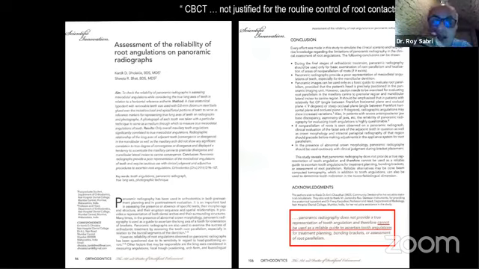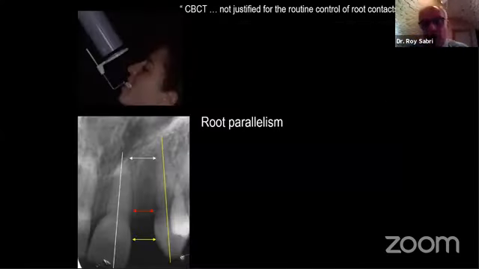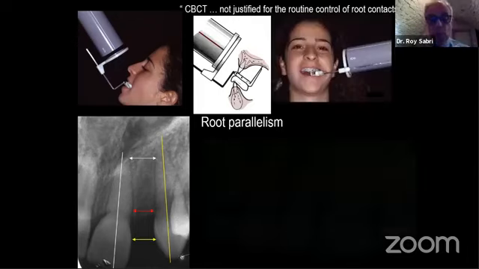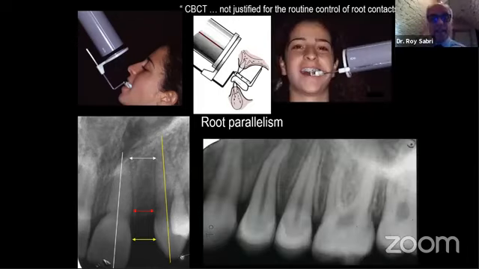Now, CBCTs, which is the most accurate guide or X-ray, is not justified for the routine control of root contact, especially that sometimes you have to monitor during treatment. So it's not justified to take CBCTs on a regular basis. Instead, what is a good and easy way is to take 2 X-rays with a ring kit or an angulator. Think about it. When you open a space for a missing lateral, which tooth you are moving the most? You are moving the canine the most.